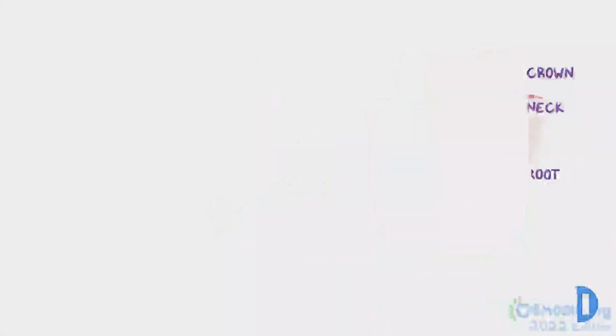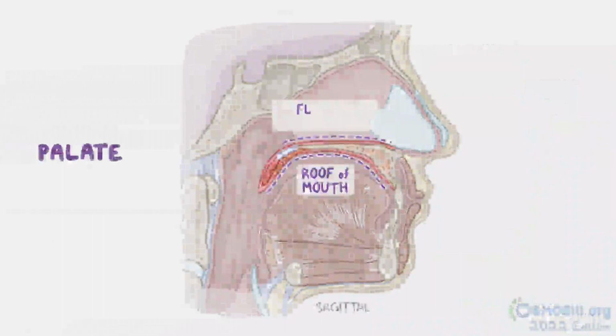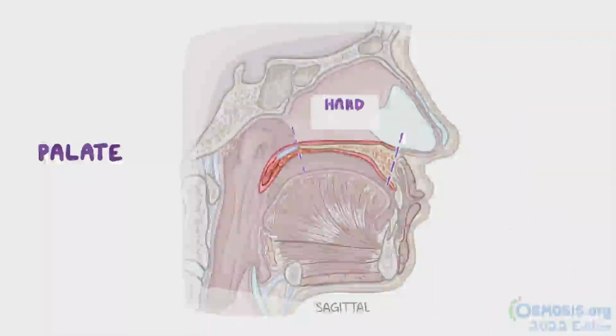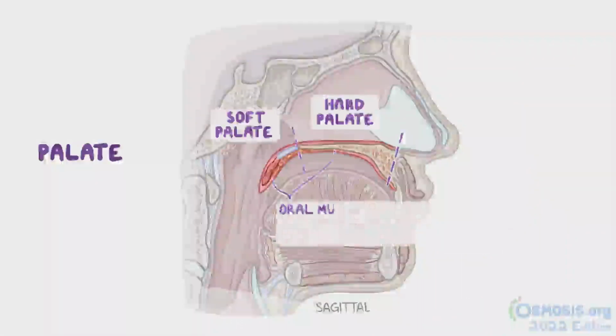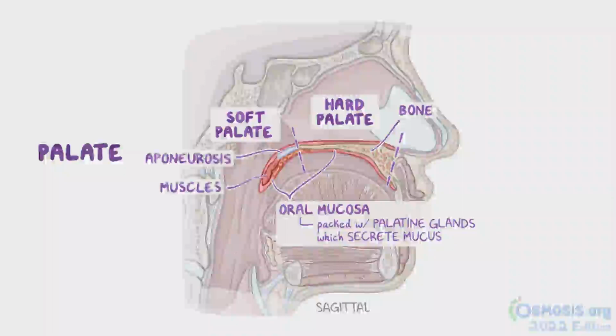Great! Now let's switch gears and look at the palate, which makes up both the roof of the mouth and the floor of the nasal cavity. It's made up of the hard and the soft palate, both lined with oral mucosa on their inferior surface. This mucosa is tightly packed with palatine glands, which secrete mucus. The hard palate, made up of bone, is the anterior 2/3 of the palate, and the posterior third is the soft palate, made of aponeurosis anteriorly and muscles posteriorly. From the posterior border of the soft palate hangs the uvula.